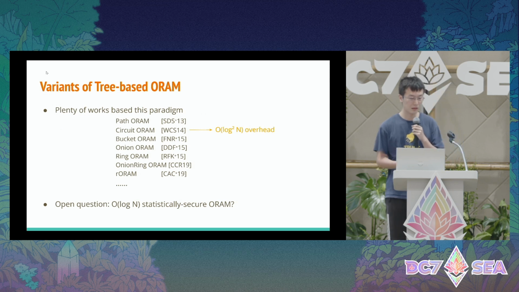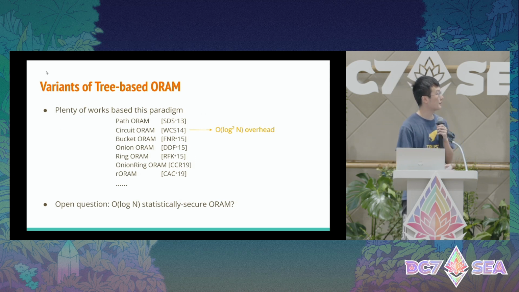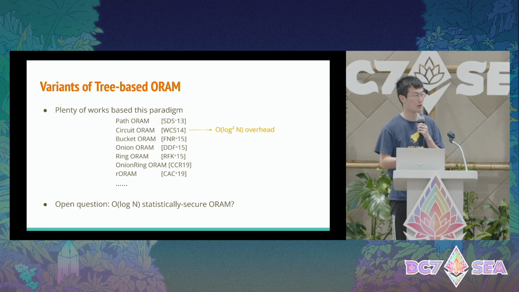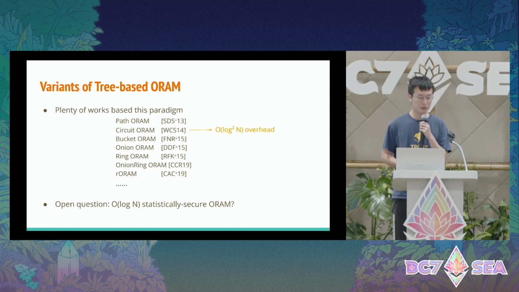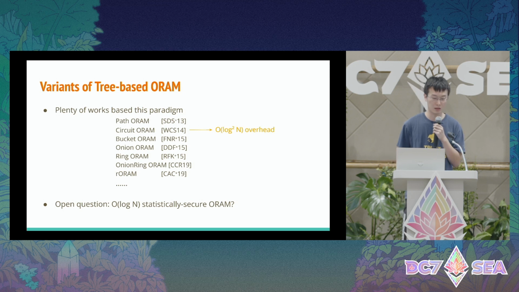There are many works all based on this paradigm. Most of the work focuses on how to make this eviction more efficient. Notably, Circuit ORAM is the first work that achieved O(log² n) overhead. And it remains an open question whether we can have an O(log n) statistically secure ORAM, which is the best lower bound we can prove.